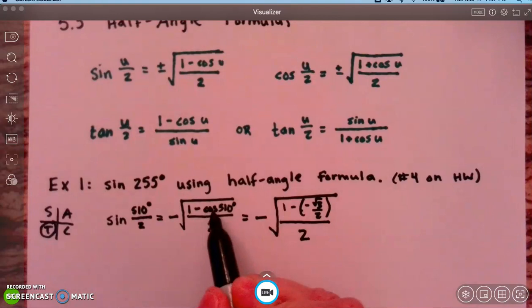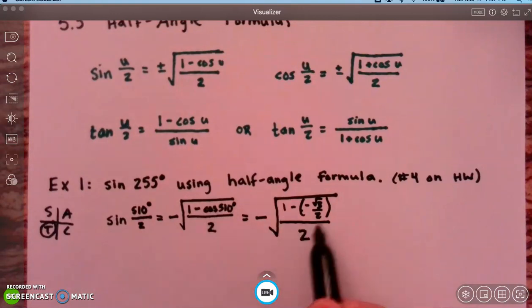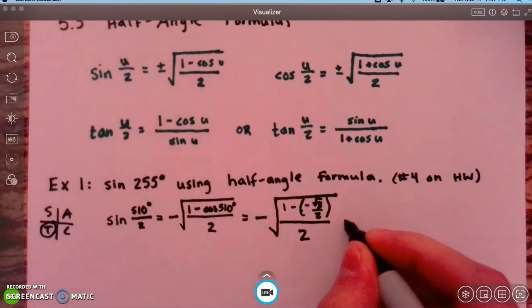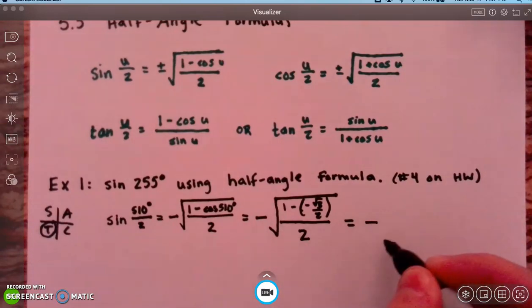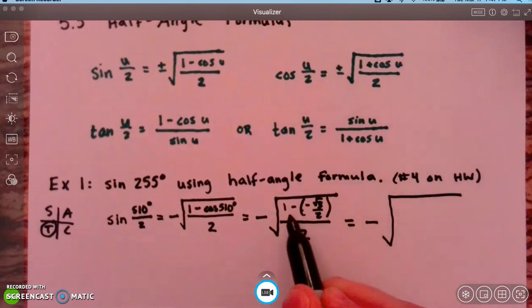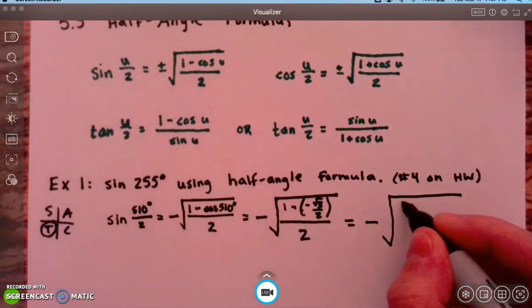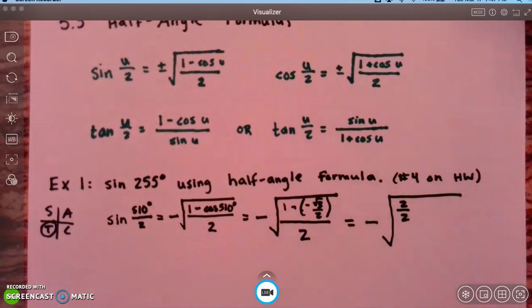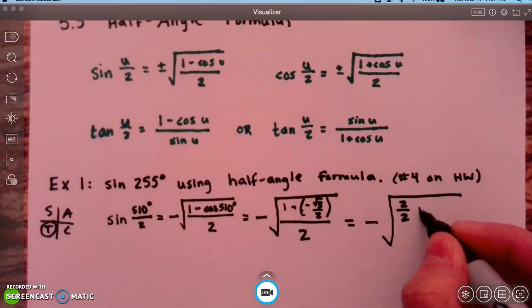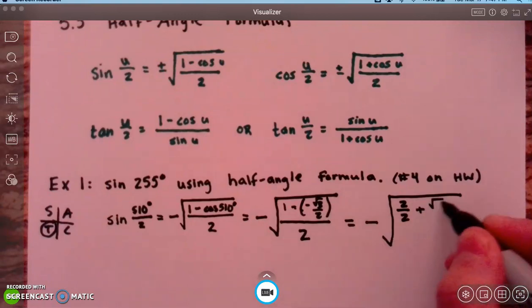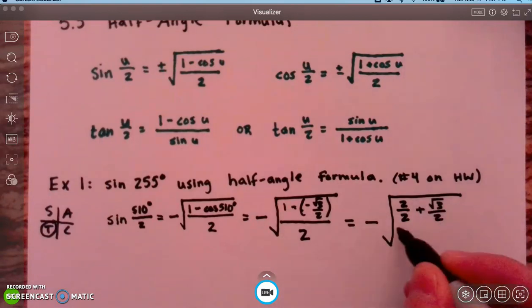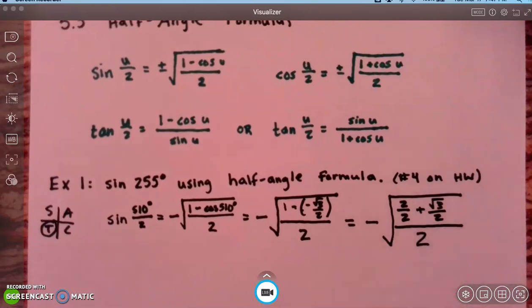So now that we've substituted a value for 510, we have everything plugged in. We just need to start simplifying. Don't forget to keep carrying that negative. If I want to subtract this, I need common denominators. So I'm going to do 2 things. One is I'm going to write the 1 as 2 over 2 so that I have a common denominator. And then I'm going to simplify this double negative. So I'm going to rewrite this as 2 over 2, and then a negative negative is plus, and then I have a radical 3 over 2. And don't forget that all of that is still over 2.